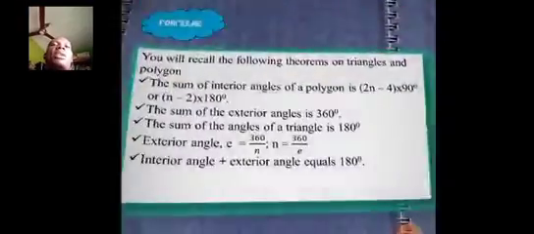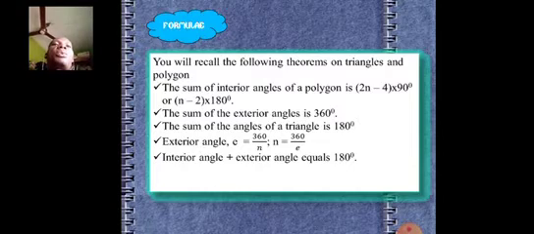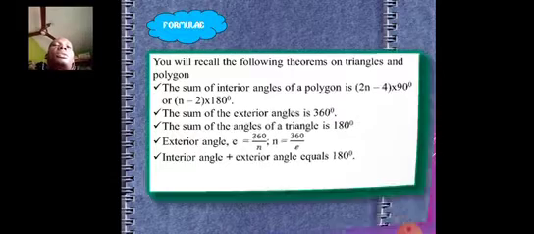There are formulas also that we need to take note of that will help us in achieving the results at the end of the day. The sum of the interior angles of a polygon, the exterior angle of polygon, the sum of angles in a triangle, the interior angle plus exterior angle equals 180, as you can see on the screen. Now let's see how we apply all this in solving questions.